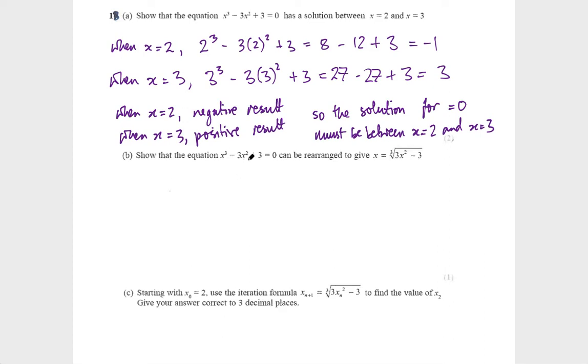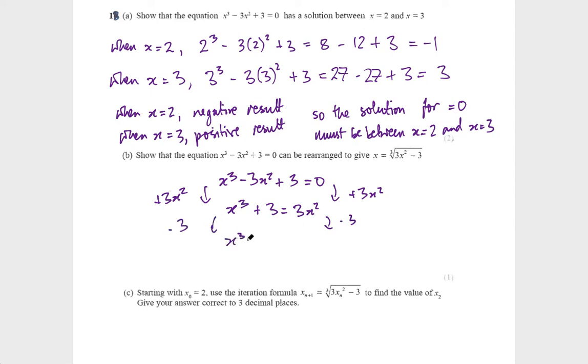Part B, show that the equation x cubed minus 3x squared plus 3 equals 0 can be rearranged to give this. This just needs to be very clear what's happening in each stage. So we can see that we've got a 3x squared minus 3 on that side, which means that the x cubed bit is going to be the other side. So I'm going to, first of all, add 3x squared to both sides. You don't actually have to write the arrows on the side, as long as you get the line of working that's correct in the middle. Subtract 3 from both sides. That gives you x cubed equals 3x squared minus 3, and then you cube root both sides.